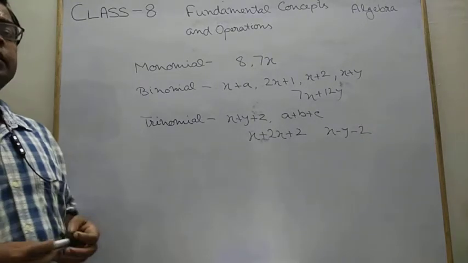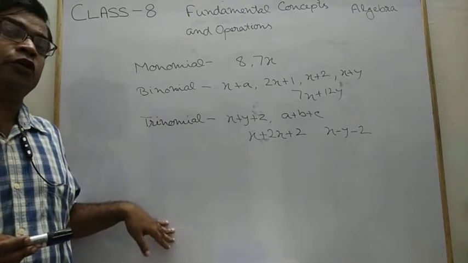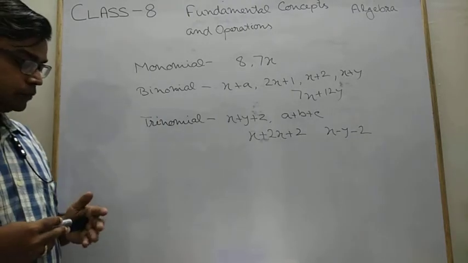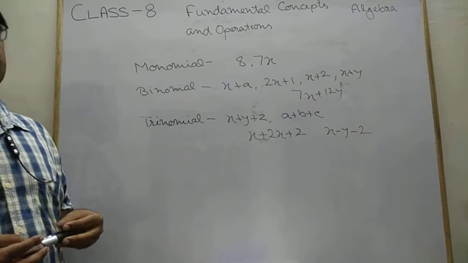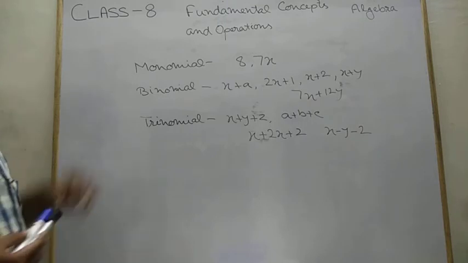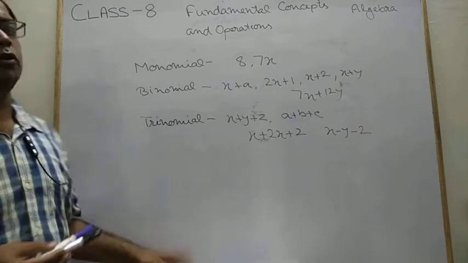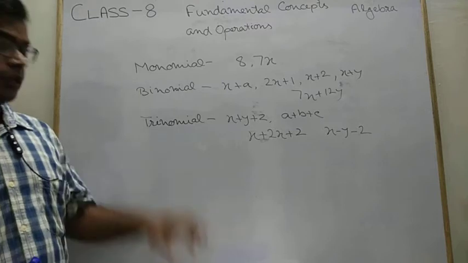Another part comes again. What is a polynomial? A polynomial having more than three terms comes under polynomial concepts. Monomial, binomial, trinomial, then polynomial. So I hope this part is clear to you.